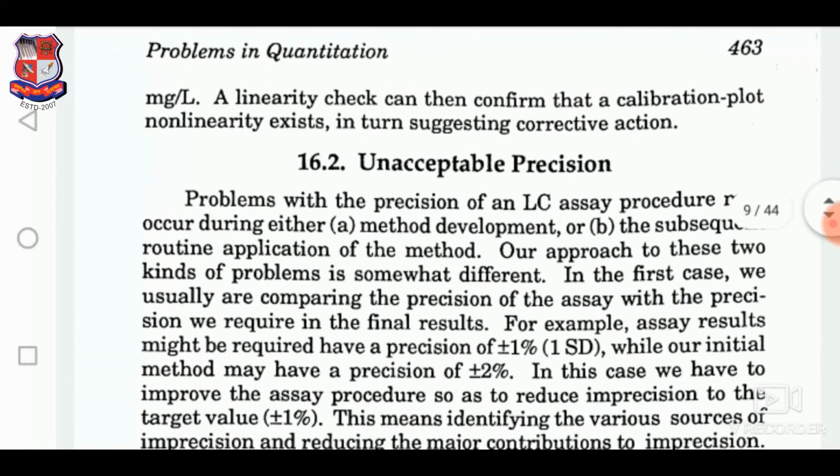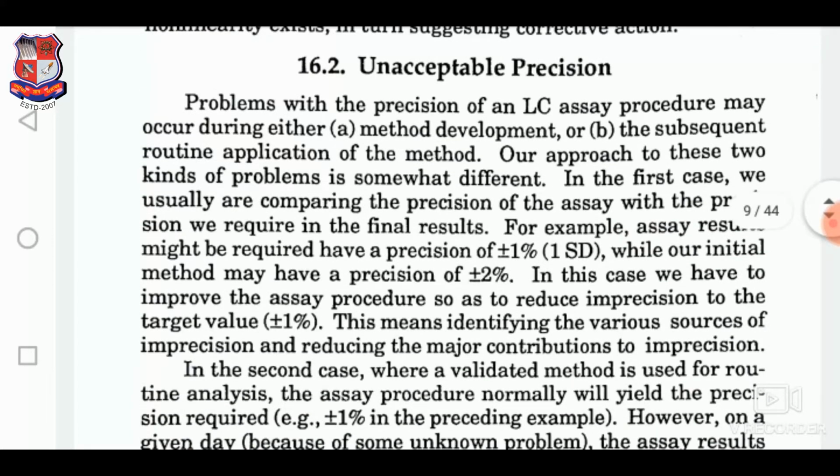Linearity checks address unacceptable precision. So this is a problem that the LC assay will face during method development and subsequent routine application of the method. Our approach to these two kinds of problems is somewhat different.